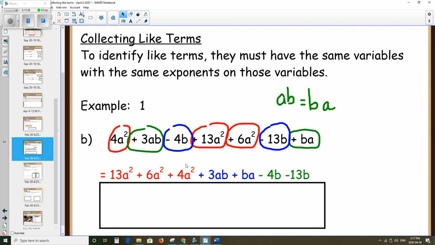And then I've got my, oh, my colors don't match here, I just realized. Oops. That's okay. So 3AB should be in green, and then BA, and then I've got my last two terms at the end there.